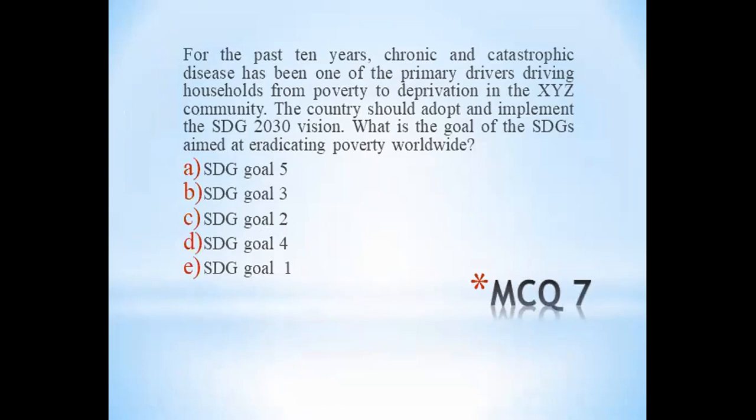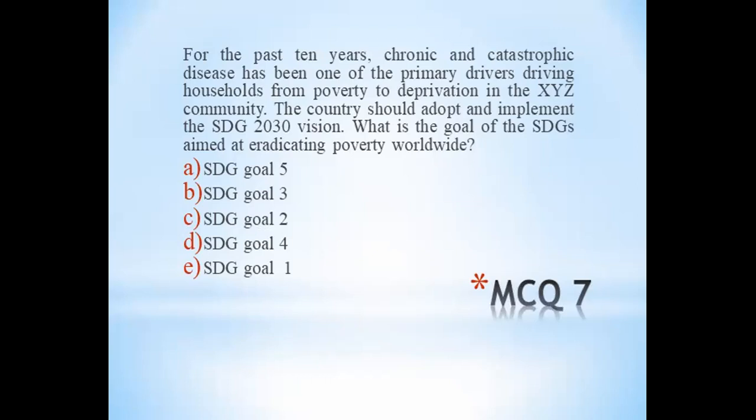MCQ 7. For the past 10 years, chronic and catastrophic disease has been one of the primary drivers pushing households from poverty to deprivation in XYZ community. The country should adopt and implement SDG 2030. What is the SDG goal aimed at eradicating poverty worldwide? A, SDG goal 5. B, SDG goal 3. C, SDG goal 2. D, SDG goal 4. E, SDG goal 1.